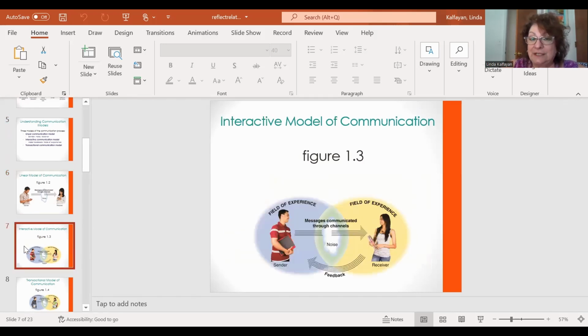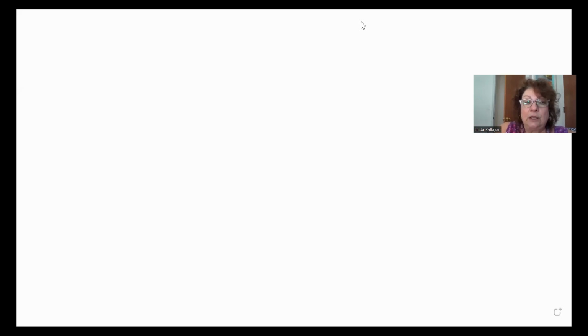Now with interactive, we see that there's feedback involved. So again, if I ask a question and the listener responds, that's feedback, and now we're interactive. And what we call the field of experience, I'd like to expand a little bit here, and I'm going to stop sharing this for a moment and go into your whiteboard, because I'd like you to get an understanding of all of what goes into a field of experience.